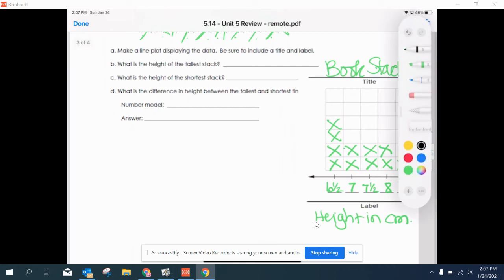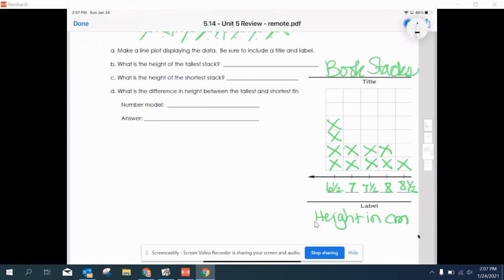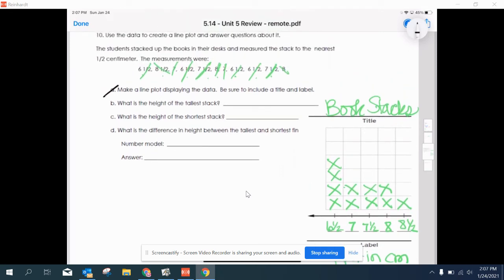Let me go ahead and change my marker back to black. Sorry. I'm going to ask myself this question for B, as we just did A. What is the height of the tallest stack? And what's the height of the shortest stack? What is the difference in height between the tallest and the shortest stack? So again, it said they stacked up books in their desks and measured the stack to the nearest half centimeter.